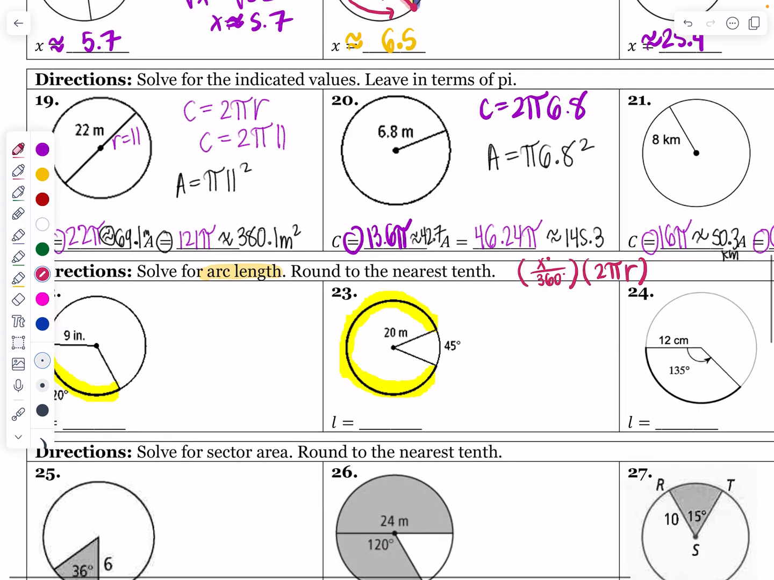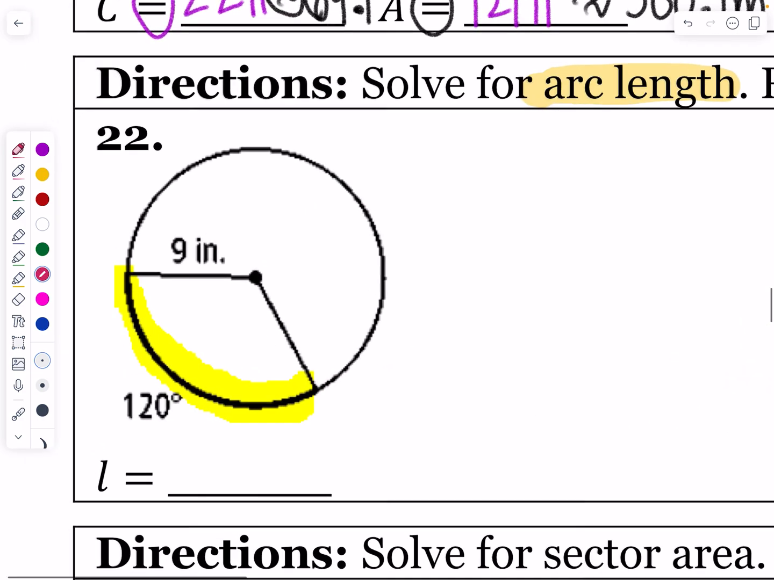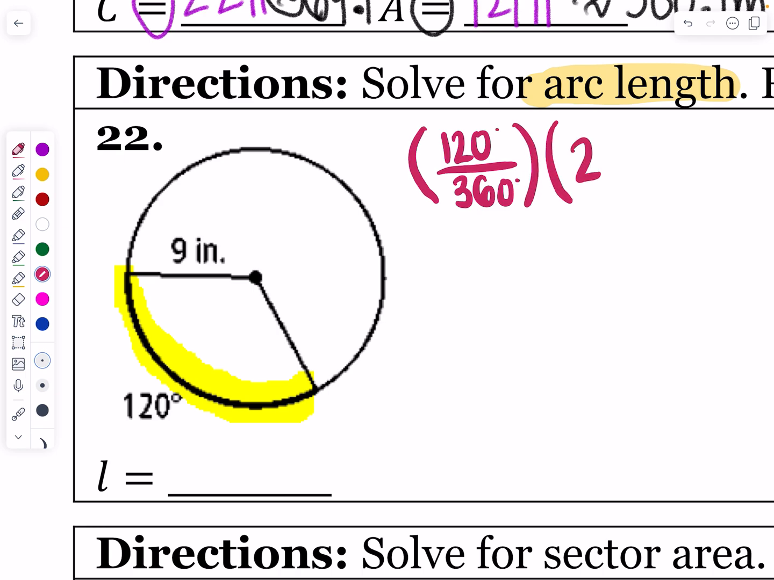So arc length is like if I wanted to take this piece of the arc, if I were to flatten it out, how long would it be? So it's 120 degrees, that's the measure of the arc, but what we're trying to figure out is the length of the arc. So what I'm gonna do is 120 out of 360, that's how many degrees the arc is that I'm working with, and I wanna multiply that by circumference, which is 2 times pi.